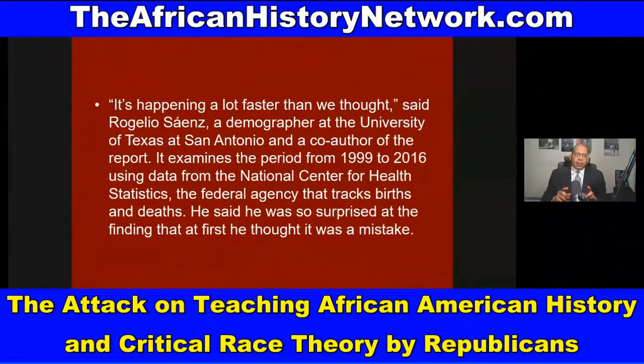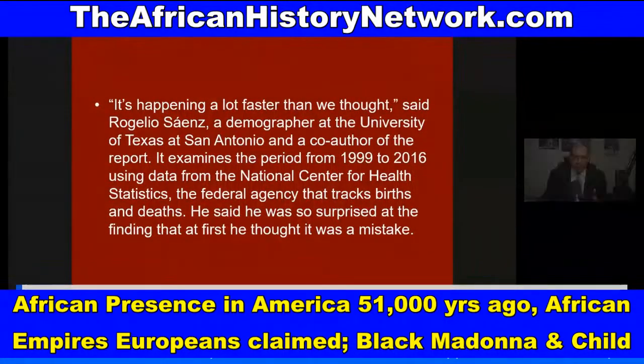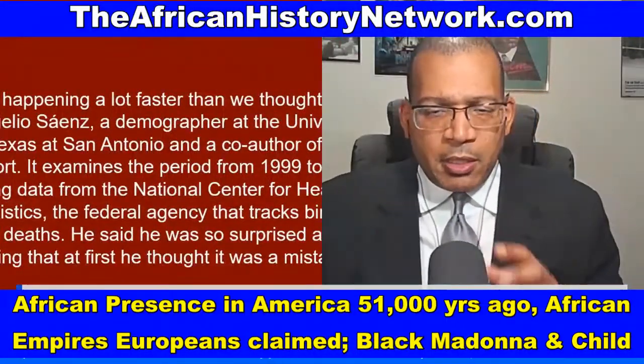Quote, "It's happening a lot faster than we thought," said Rogelio Saenz, a demographer at the University of Texas at San Antonio and a co-author of the report. It examines the period from 1999 to 2016 using data from the National Center for Health Statistics, the federal agency that tracks births and deaths. He said he was so surprised at the finding that at first he thought it was a mistake. And we know one of the large contributing factors is the opioid crisis and how it's devastated a lot of white Americans in various states.